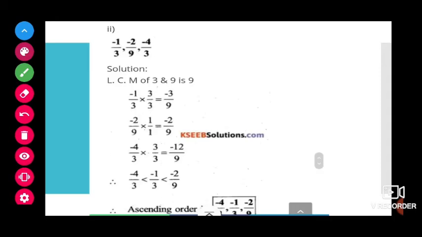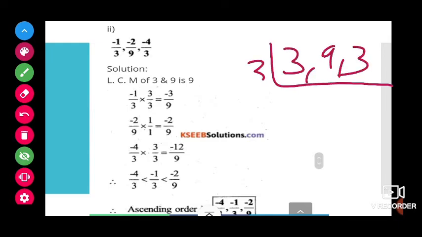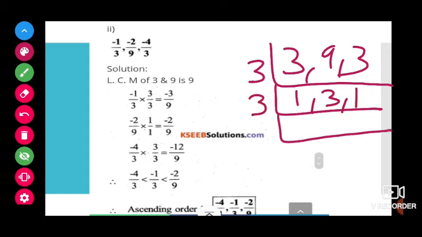Next one, the second one. Here, if you observe, we are having different denominators: minus 1 by 3, minus 2 by 9, minus 4 by 3. Here we will take the LCM first. 3, 9, 3. If we take the LCM, 3 ones are 3, 3 threes are 9, 3 ones are 3. Now with the 3 table, what is our LCM? 3 into 3, 9.